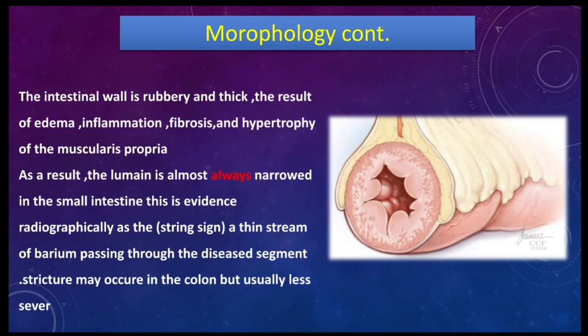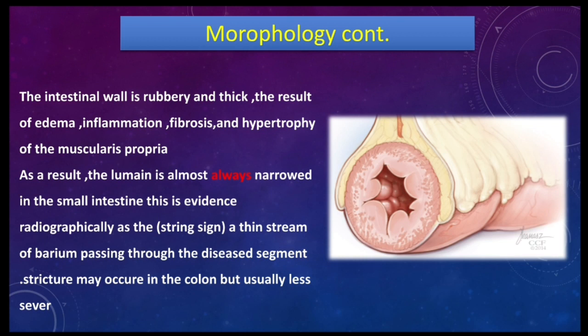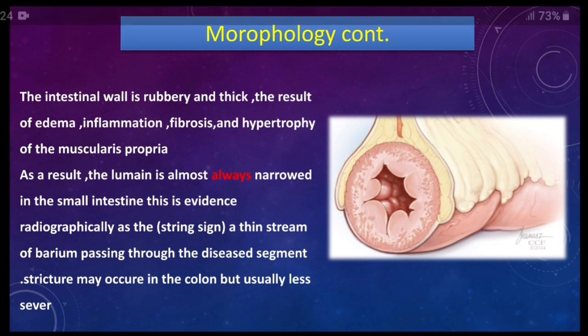Now, the intestinal wall is rubbery and thick. That's a result of edema, inflammation, fibrosis, and of course hypertrophy of the muscularis propria. As a result, the lumen is almost always narrowed in the small intestine. This is evidenced radiographically as the string sign, a thin string of barium passing through the diseased segment. Stricture may occur in the colon, but it is usually less severe.